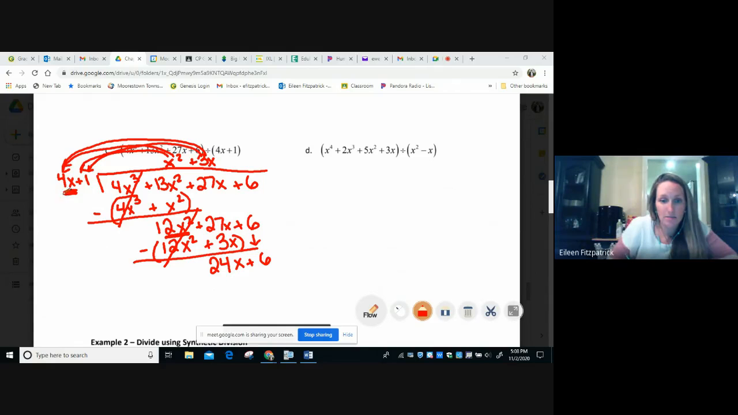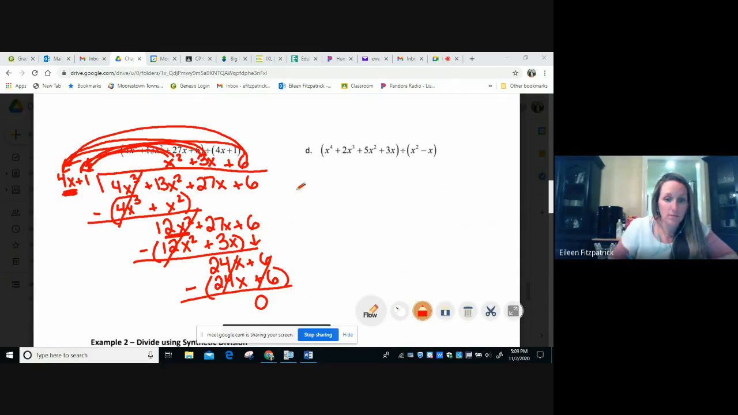Then ask yourself, what do you have to multiply 4x by in order to get 24x? You'd multiply by a 6. So you put the 6 up top, distribute that 6 to both terms of the divisor. So 6 times 4x is 24x. 6 times 1 is a positive 6. And you're going to subtract. Everything cancels, which means you have a remainder of 0.